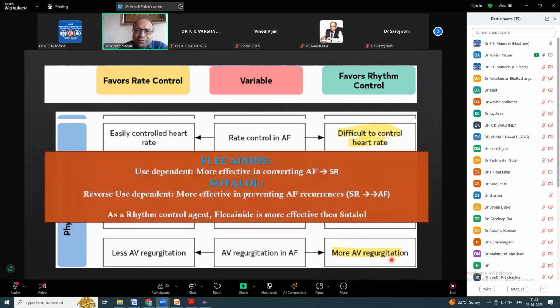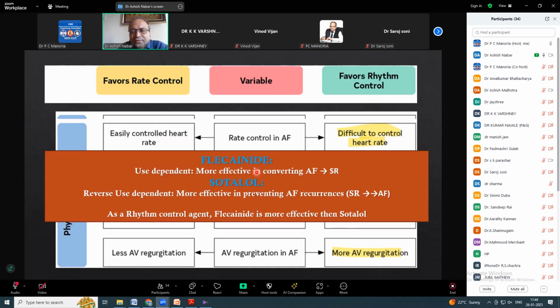Now, how do you do rhythm control? And when to use flecainide and sotalol, which is the main aim of this presentation. So flecainide is actually a use-dependent drug, which means that the ability of flecainide to convert AF to sinus rhythm is better because it acts better at faster heart rates. Whereas sotalol has a reverse use dependence, meaning it's more effective at slower heart rates. So therefore, the ability of sotalol to prevent the sinus rhythm from going into AF, thus preventing an AF recurrence, is more effective.